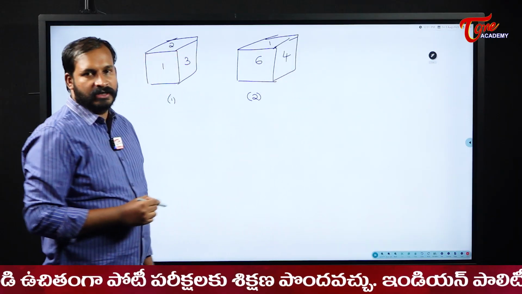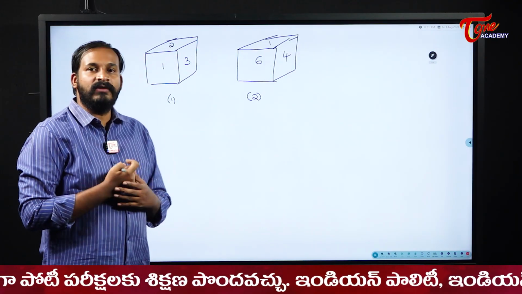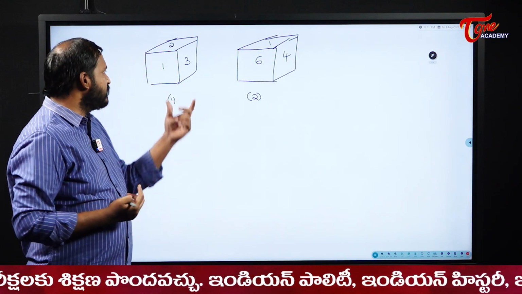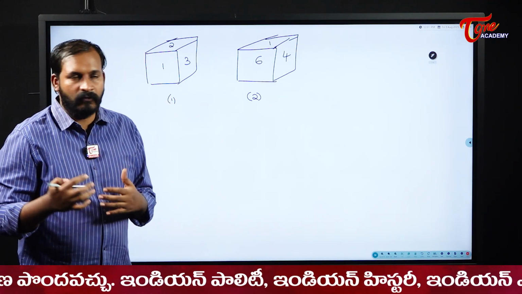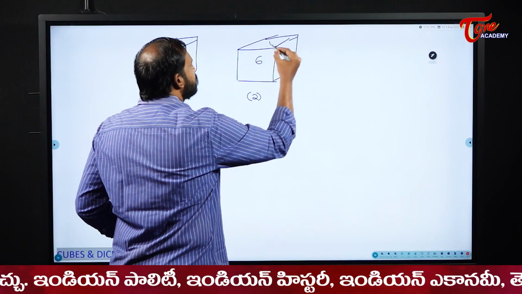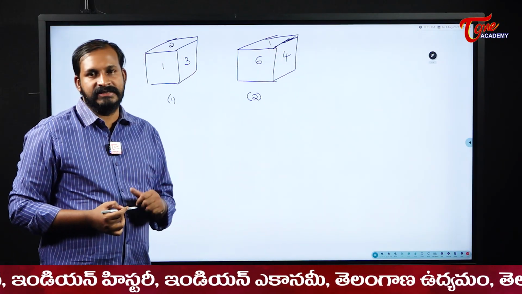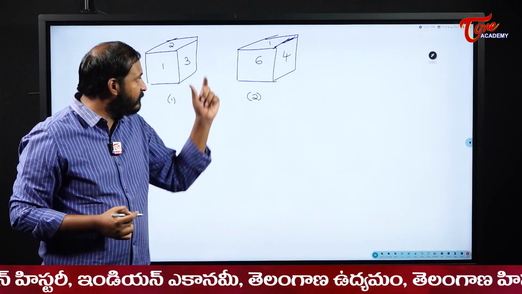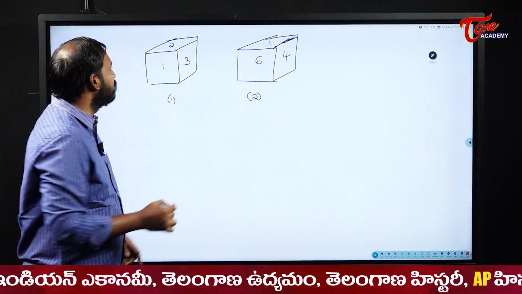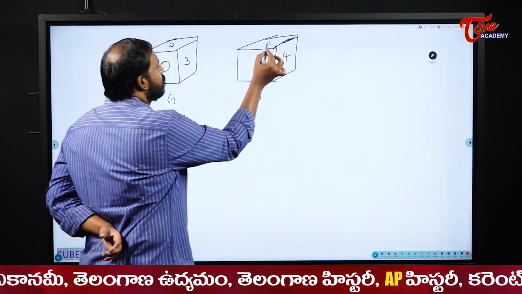I will take 4 intentionally. Now see here, students, what will happen? In these two throws, is there any common number? Yes, there is a common number. What is the common number between these two throws, students? 1. One is common here and one is common here.